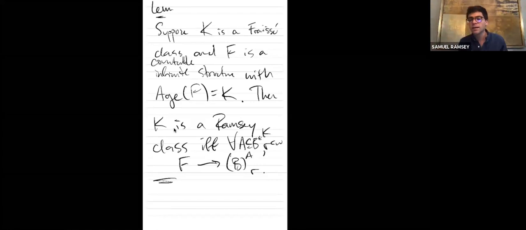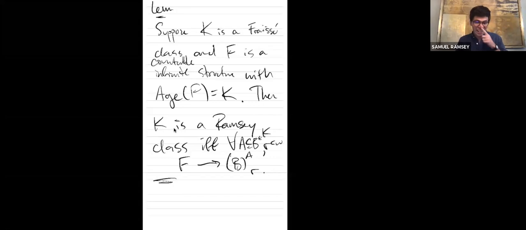And one comment to make is that when I said age F equals K, notice I did not say that F is homogeneous. So there are many structures that might have the same age. What Fraïssé's theorem said is that there's a unique one which is homogeneous, right? So that's the Fraïssé limit. So if you have a Fraïssé class, you can build a countably infinite structure which has K as its age, but also has many automorphisms. So if you think about the class of finite linear orders, you can construct the rational numbers, which are homogeneous and have every finite linear order sitting inside. But of course, you can think about the natural numbers.